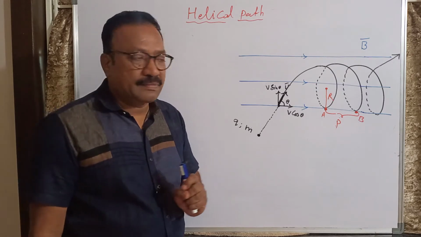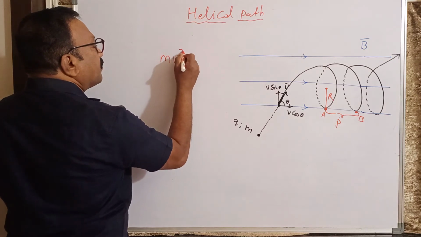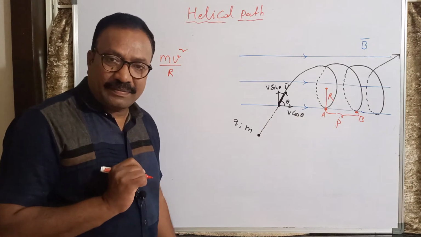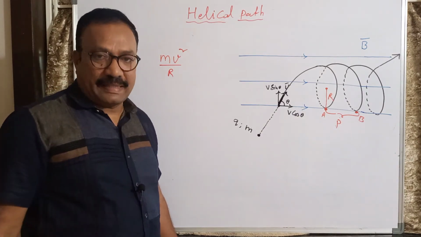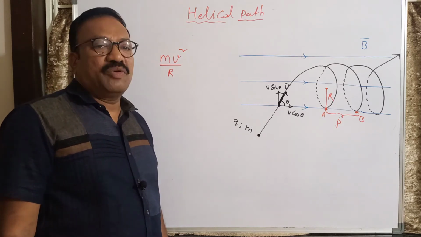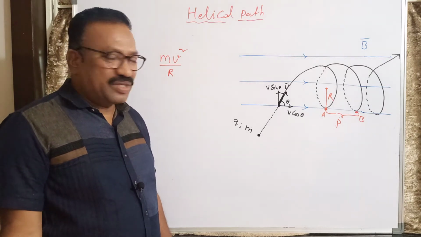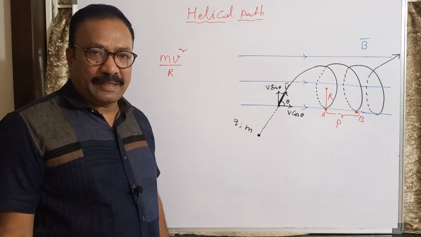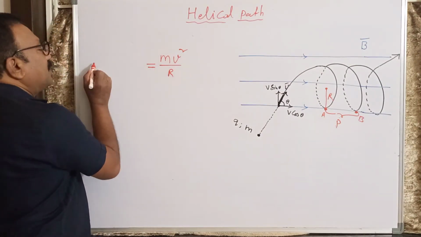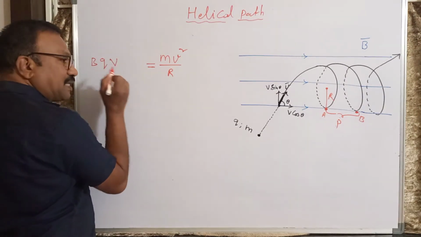That is the condition. So what is the centripetal force? M V square by R. Centripetal force means the force acting towards the center of circular motion. When it is causing circular motion, the particle has to enter perpendicular to the field. Then only it causes circular motion, and then you will write centripetal force is equal to mv square by r. And this centripetal force must be provided by the force due to the magnetic field. That is B Q V sin 90.